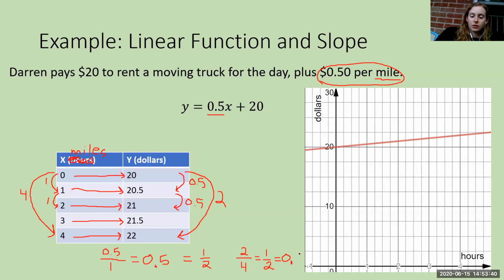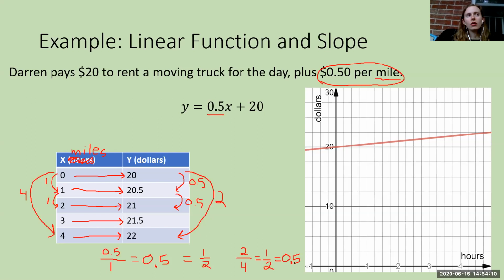0.5. So if you have a constant rate of change, that means no matter which XY pairs you choose, when you calculate change in Y to change in X, you should always come up with the same rate of change. That's what constant rate of change means. It's constant. It's always the same. Okay, so looking at the table, we determined again that the slope was 0.5 or 50 cents per mile.